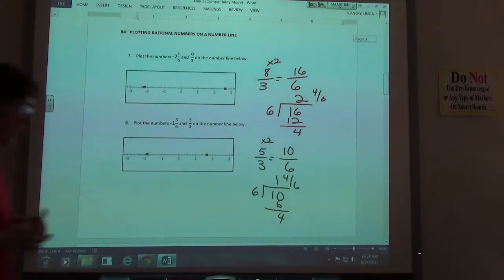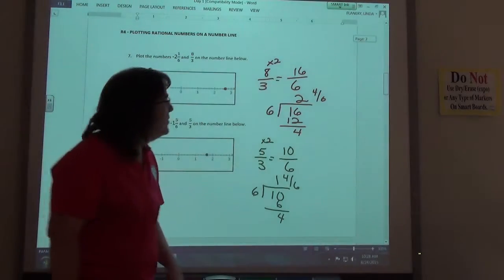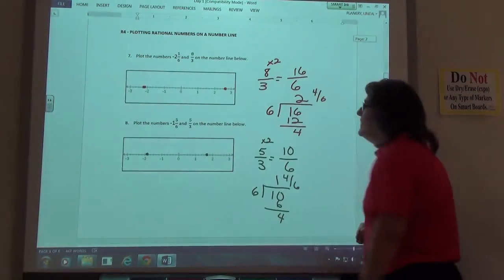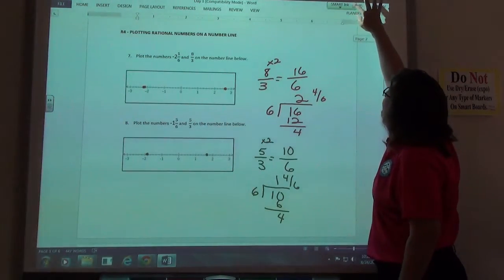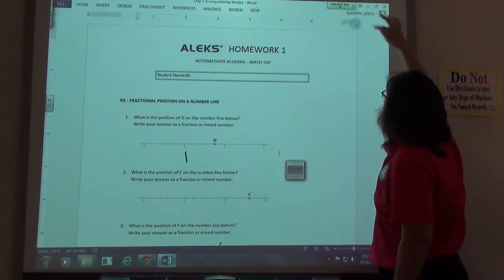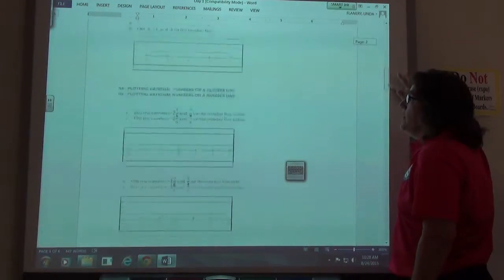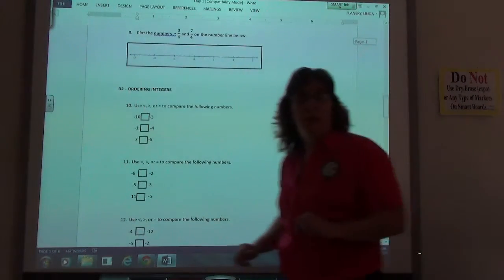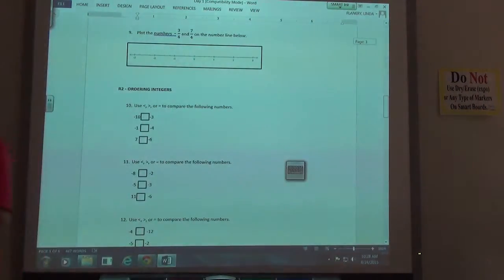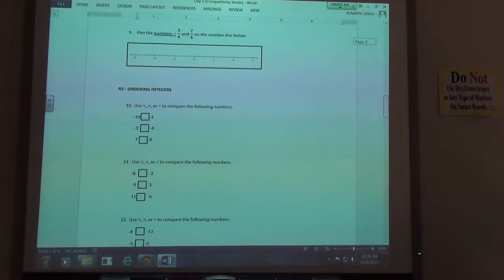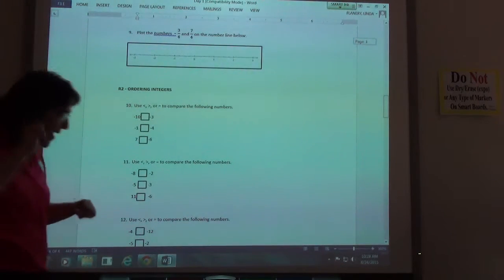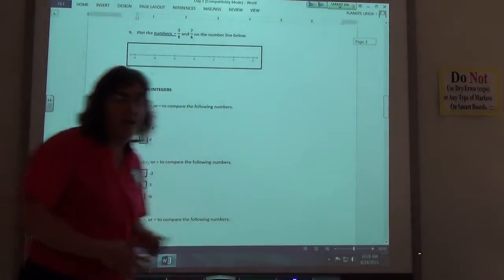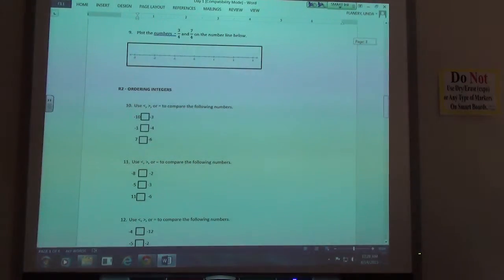Go ahead, do number 9 while I move the board. By the way, when we get done with the whole packet, you will turn that in. I will look those over just in case you messed up somewhere and fix them up for you. I will give them back. You will be able to use these on the final. So if you're taking good notes.